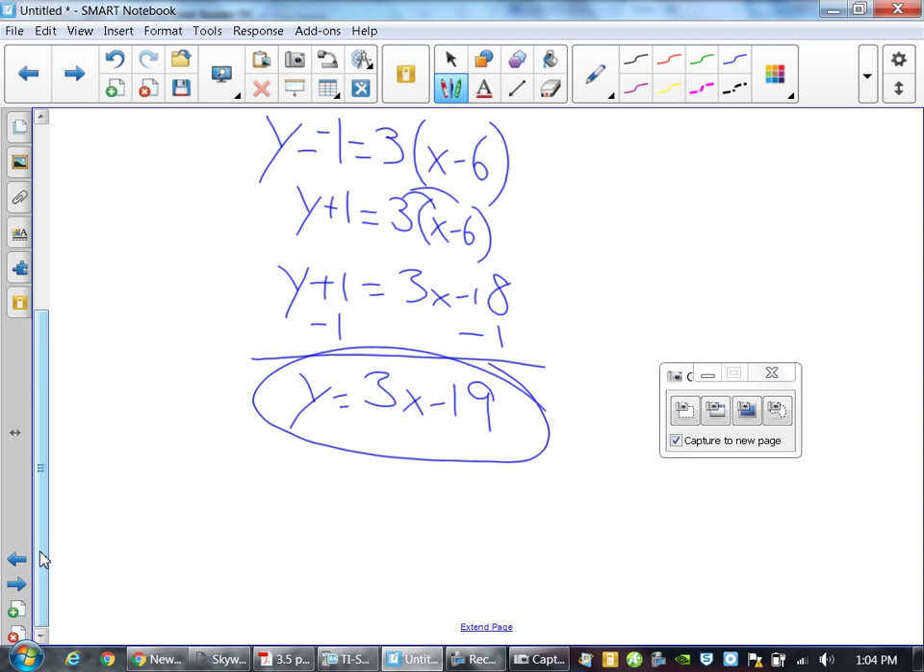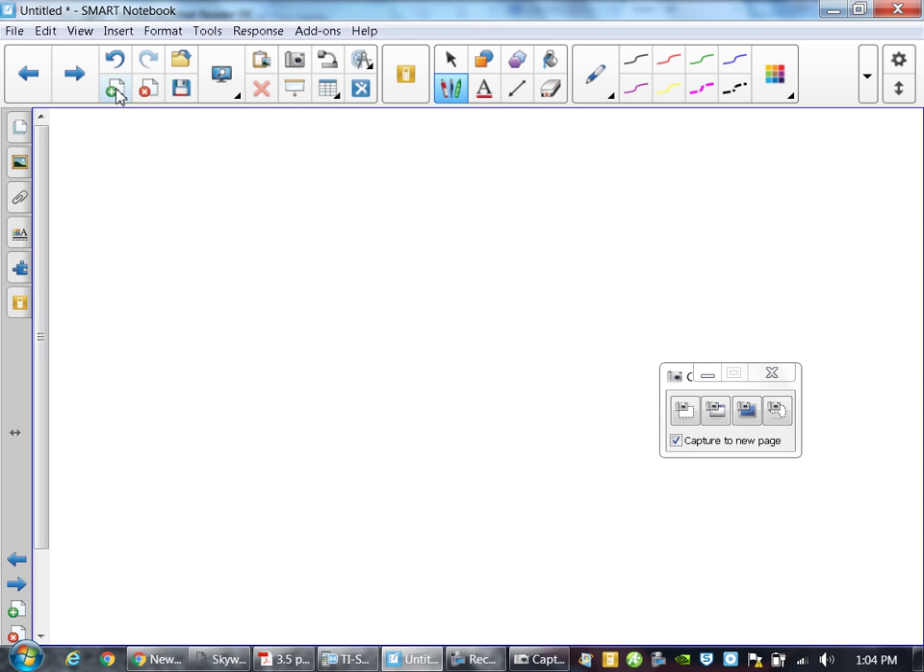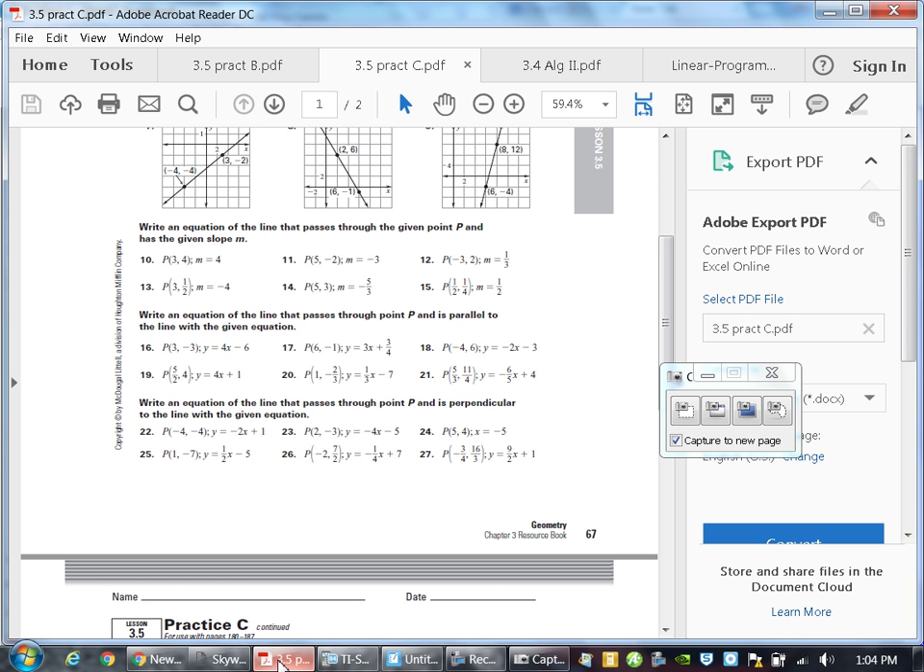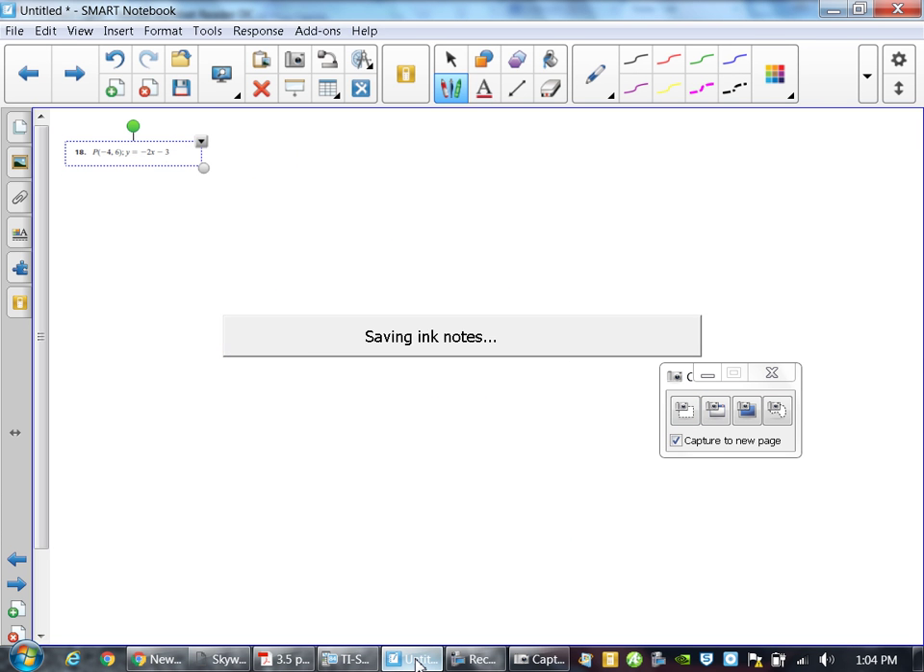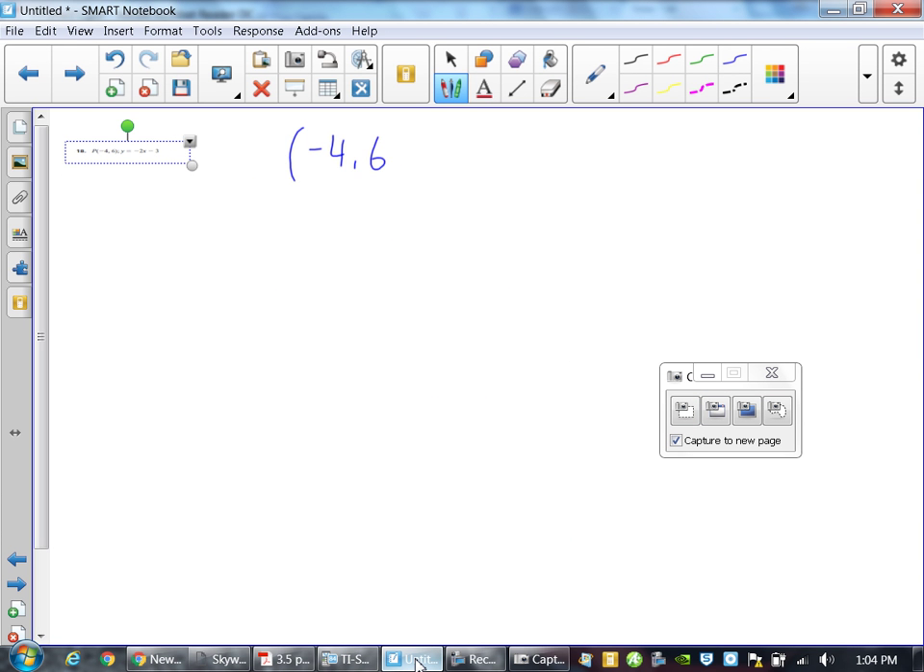So. The other one that we messed up a lot on was the. Something like this. We're going to do a perpendicular equation real quick.